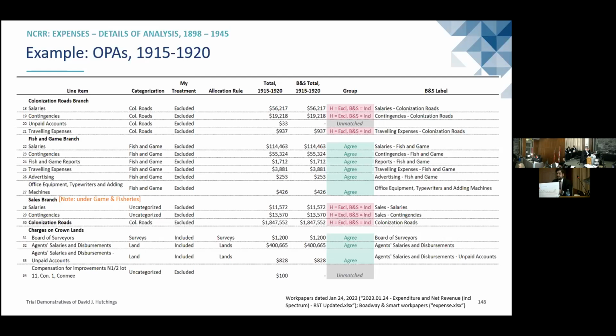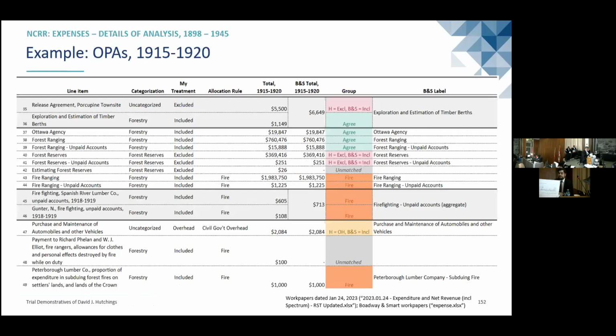But if we can skip ahead to slide 152, having already dealt with the sales branch example. So you'll notice the first two lines here colored gray. That's because in my data, they show up as two different line items. Release agreement, Porcupine Town Site, and exploration and estimation of timber berths. Sorry, where are you? I'm on slide 152. Yes, at the top. Lines 35 and 36. Okay. So the lighting here just shows up as white. Okay, got it, the gray area.